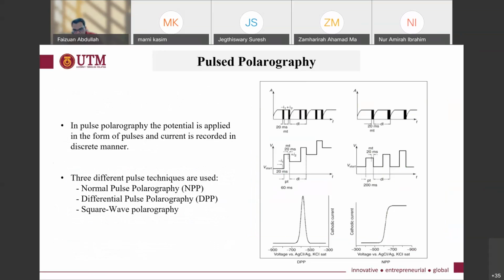So in pulse polarography, the potential is applied in the form of pulses and current is recorded in a discrete manner. There are three different types of pulse techniques: normal pulse polarography, differential pulse polarography, and square wave polarography.